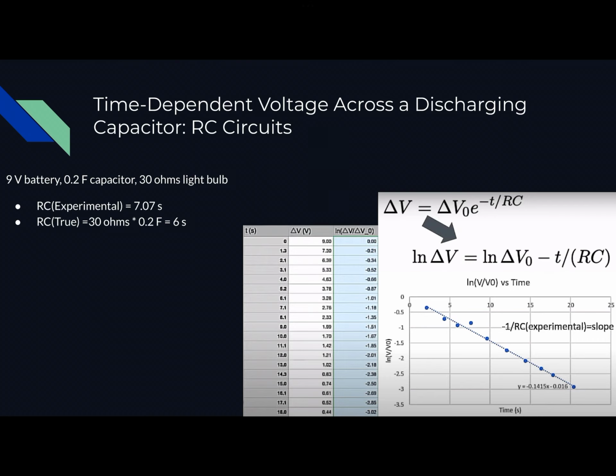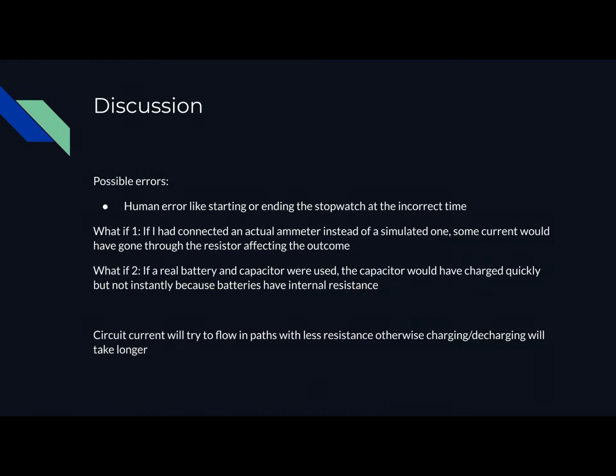Now here's the time dependent voltage across the discharging capacitor RC circuit. Here is data to calculate the voltage and the time. This was done with a 9 volt battery, a 0.2 F capacitor, and a 30 ohm light bulb. Essentially, it took 7.07 seconds to discharge the capacitor. However, in theory, it would have taken 6 seconds, as shown with the formula of 30 ohms times 0.2.